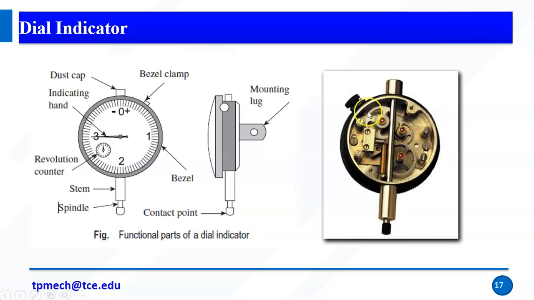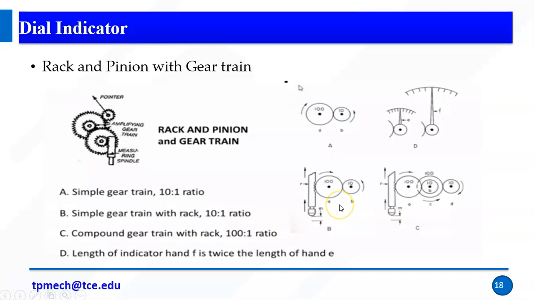Right. So again the internal parts. This is a front view, this is only the side view, and this is the cross-section view of the dial indicator. We have a test cap and an indicating hand, which shows the value. Bezel clamp, bezel. Again a revolution counter. If it completes 1 revolution, it will move one step up. If it completes 3 revolutions, it will move 3. Again we have a stem and then the spindle, and the contact points. So these are the internal parts of the dial indicator.